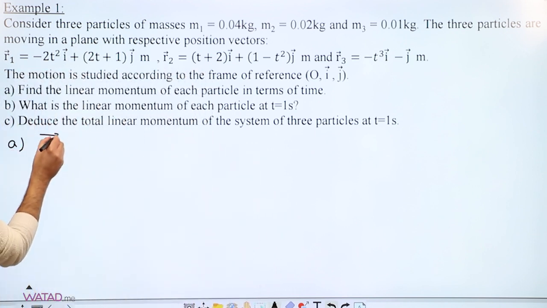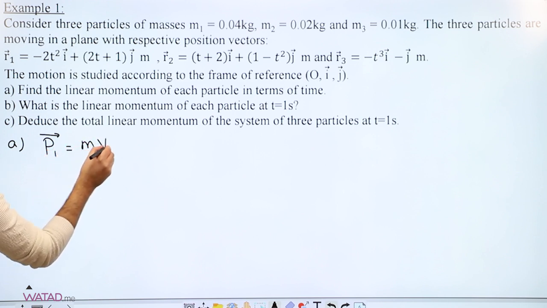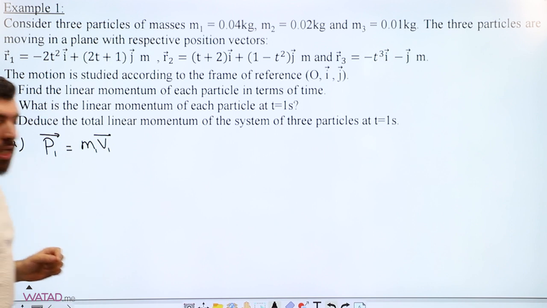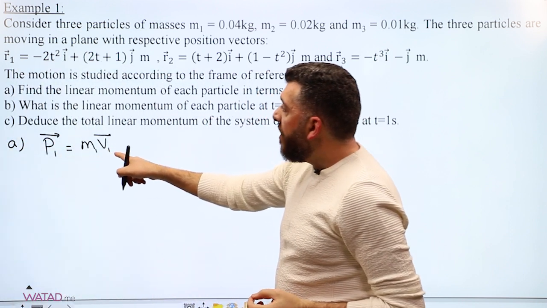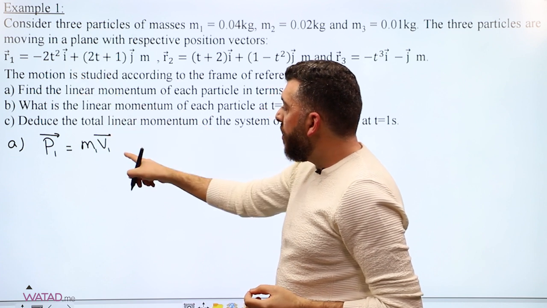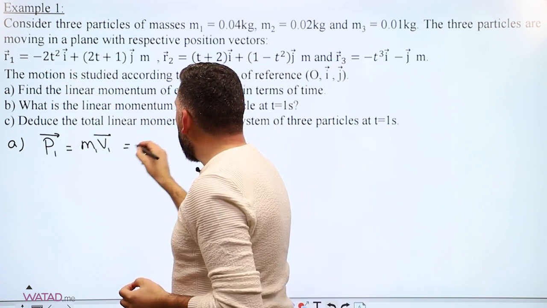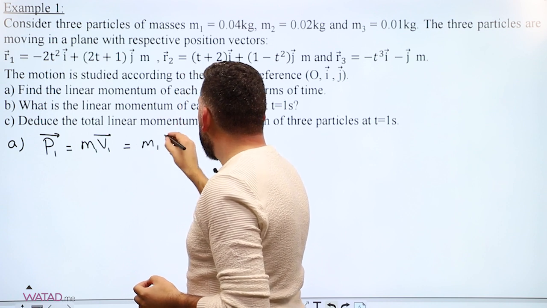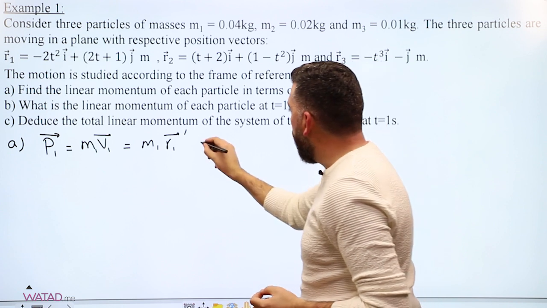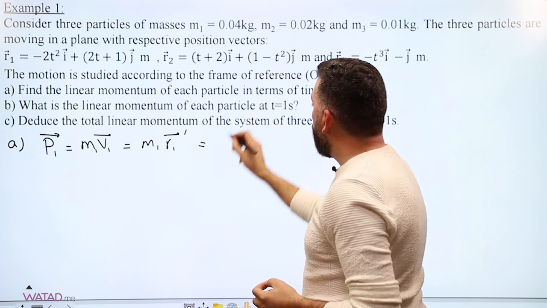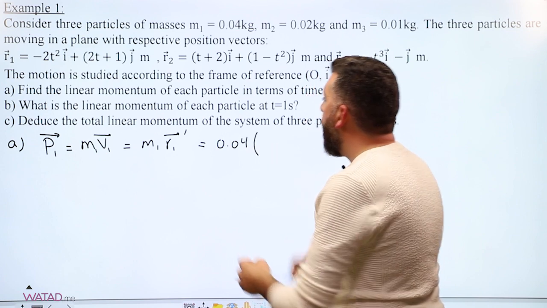momentum for the first particle p1 is equal to m1 times v1. Okay? So simply momentum, mass times velocity. Now we don't have the velocity, we have the position. To find the velocity, we derive r1 with respect to time. So this is equal to m1 times the derivative of r1. So it's r1 prime equal m1, which is 0.04 in SI units, times r1.